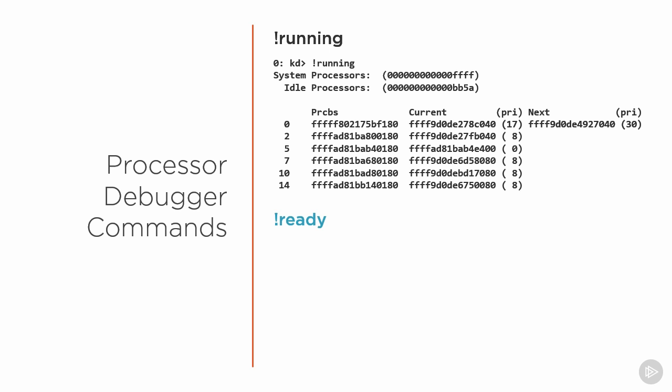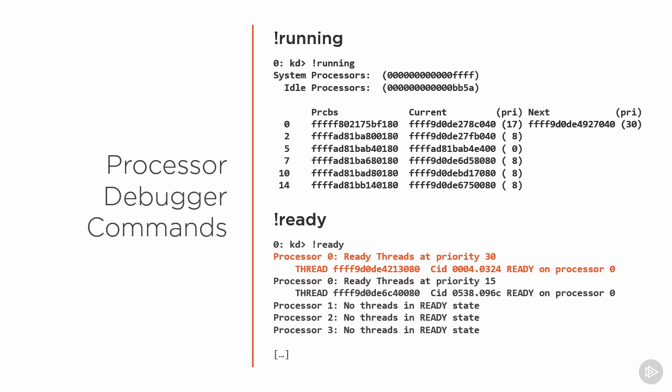That's great. Another command you'll want to familiarize yourself with is the !ready command. The !ready command will show you how many threads are ready to run as soon as a CPU is available. In this example, you can see that processor 0 has several threads queued up in the ready state. It has a ready thread at priority 30 ready to run on processor 0, and it has a second thread at priority 15 that's ready to run. Now, if we have more than 2 threads that are ready to run, this CPU could soon become overloaded. You can see there that processors 1, 2, and 3 have no threads in the ready state.